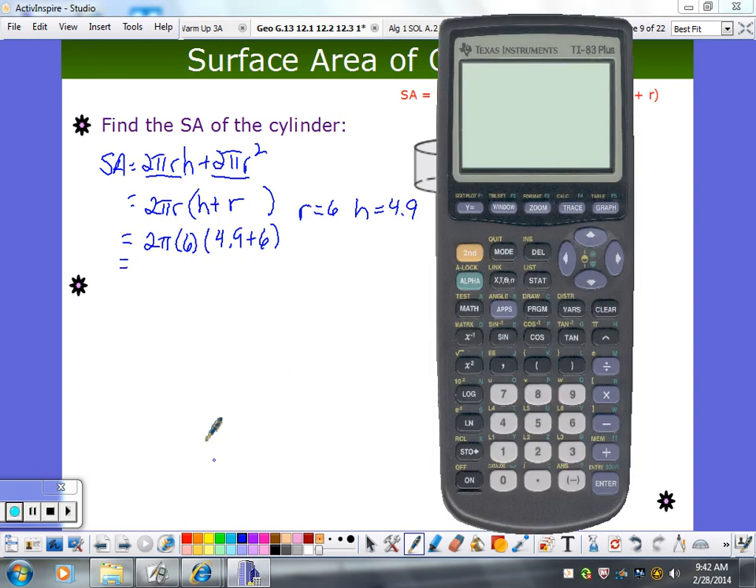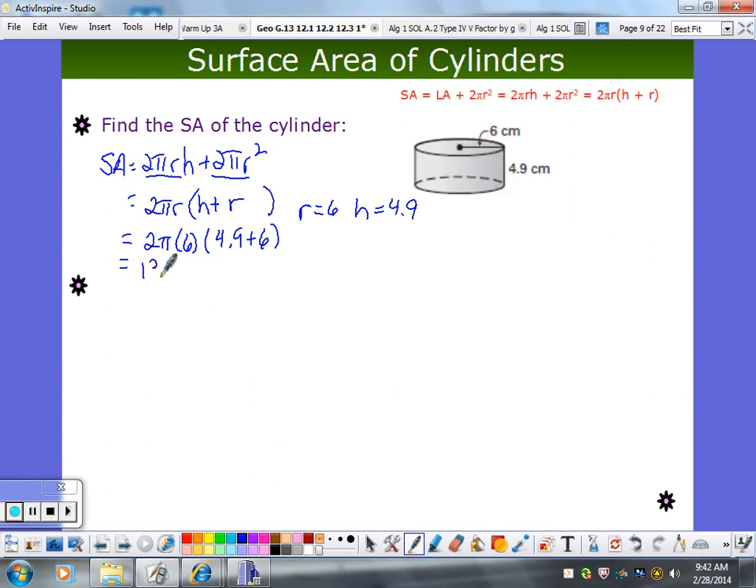Just put this in a calculator. I tend to do pi last. I work with the numbers first. So 2 times 6 times 4.9 plus 6. Hopefully I'm typing that in right, which is 130.8 pi. So if you needed the answer in terms of pi, it would be that.